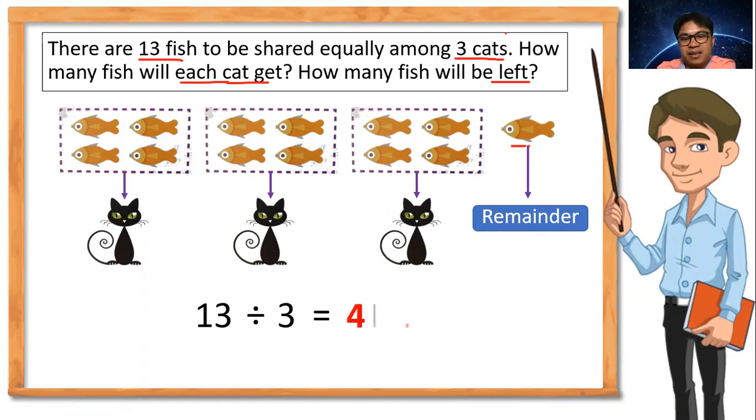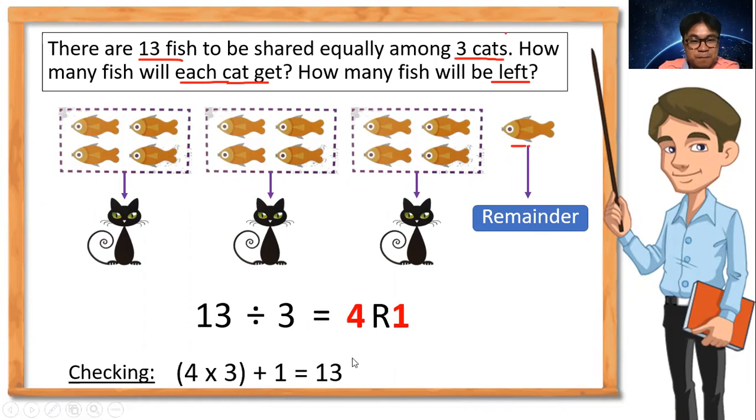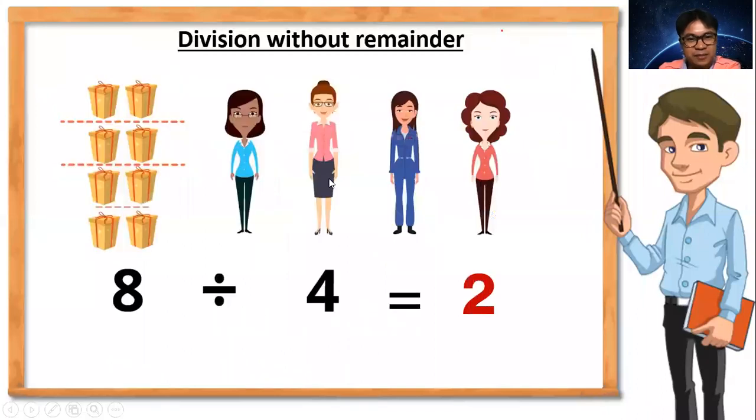4, remainder 1. If you check this one using multiplication, the quotient times divisor, and then plus remainder, the answer is dividend. So 4 times 3 plus 1 equals 13. So our answer is correct. Okay, that is division with remainder. Let's review here.